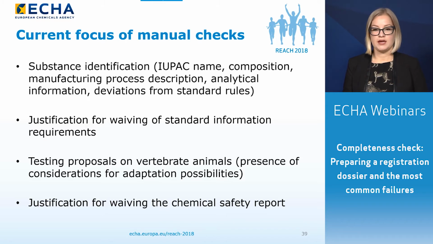Then we check justifications for waiving of standard information requirements, which are studies on the physicochemical, environmental fate and hazard information, and the toxicological and ecotoxicological properties of the substance. And then for testing proposals, we verify that the registrant has considered alternative methods for testing on vertebrate animals. Lastly, if a chemical safety report is not present in the dossier, we check the justification for waiving this report.